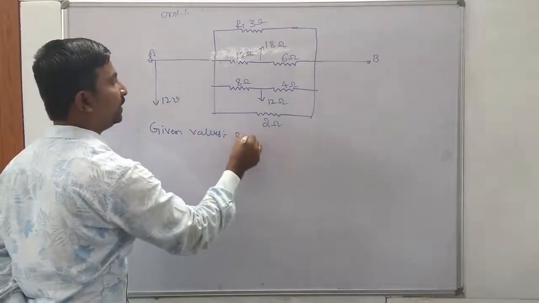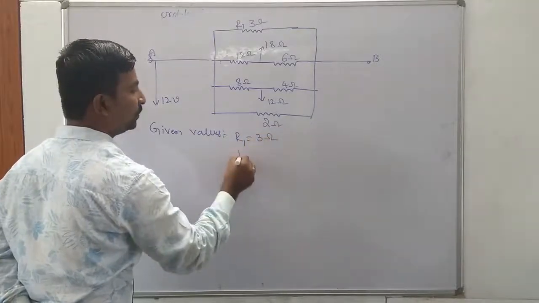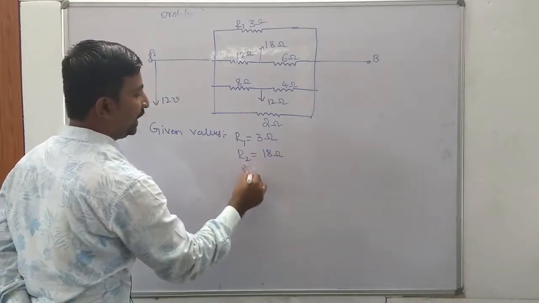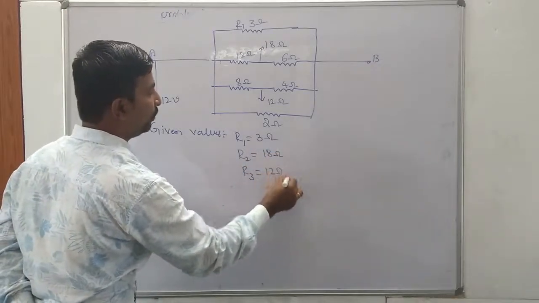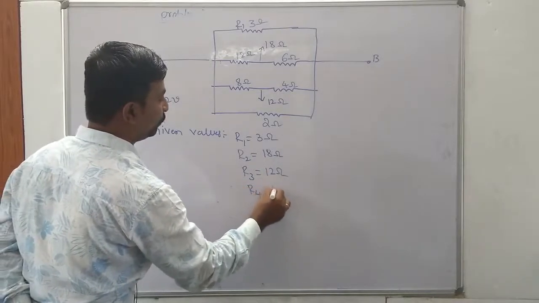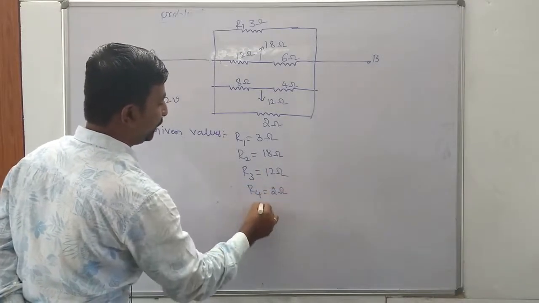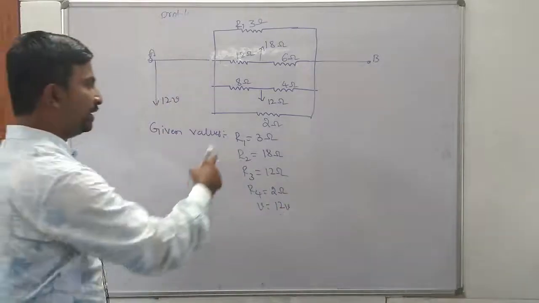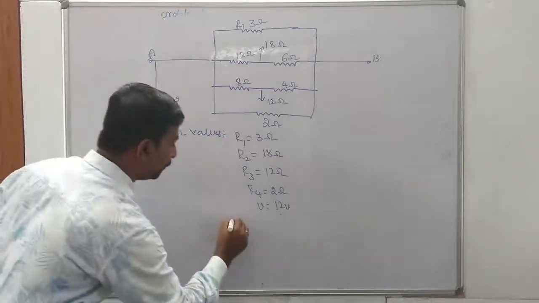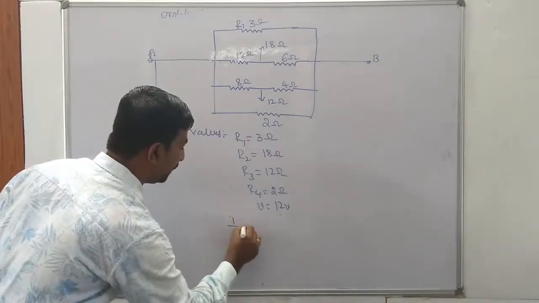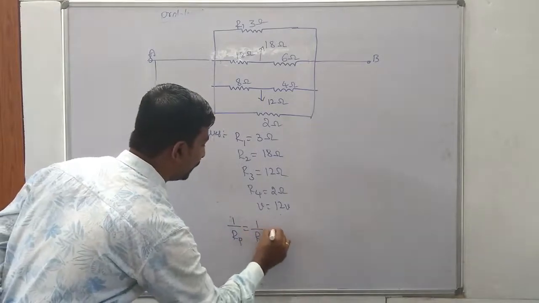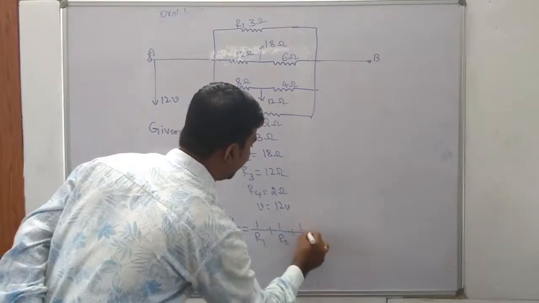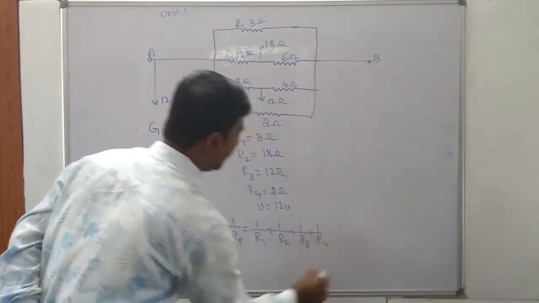So R1 is equal to 3 ohm, R2 is equal to 18 ohm, R3 is equal to 12 ohm, then R4 is equal to 2 ohm, and voltage is 12 volt. So the effective resistance, all are connected in parallel. Therefore 1 by RP is equal to 1 by R1 plus 1 by R2 plus 1 by R3 plus 1 by R4.